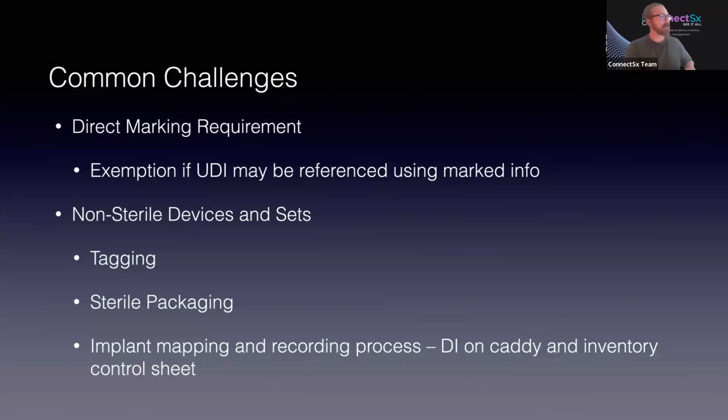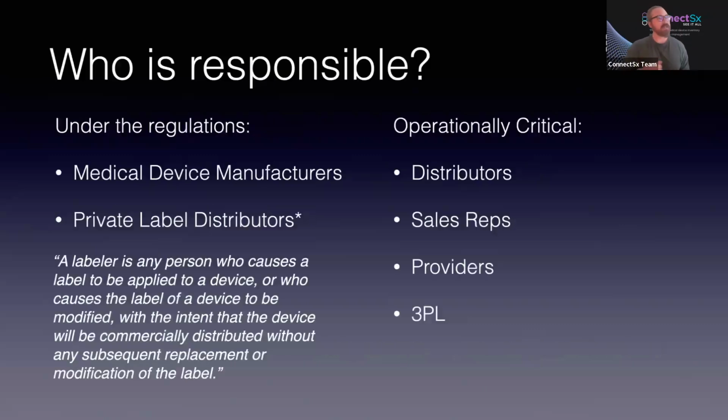And so we'll get into that next. Who is responsible for UDIs? Under the regulations, and up until pretty recently, it's really just been the medical device manufacturers and private label distributors. So these are the labelers. And the FDA defines a labeler as anyone who causes a label to be applied to a device. So if you're buying a product and then selling it as your company, you very well might need a new label, private label distributing.